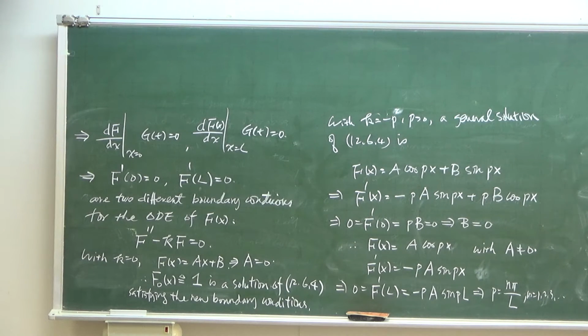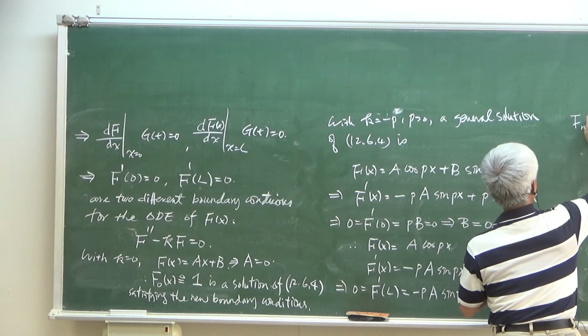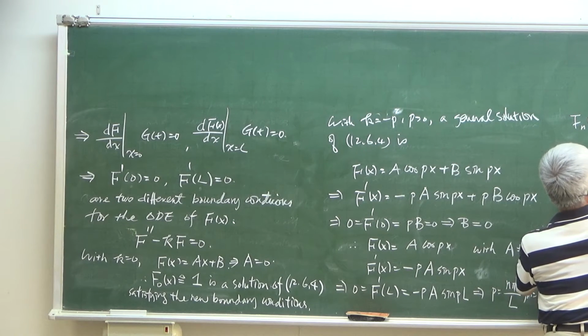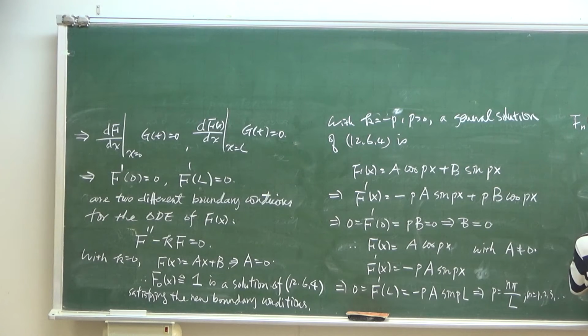So now, because of the insulation at both ends, we find that our solution should be cosine of n pi x over L, and n equal to 0, 1, 2, 3. So now we include n equal to 0, because when n is 0, this is 1.